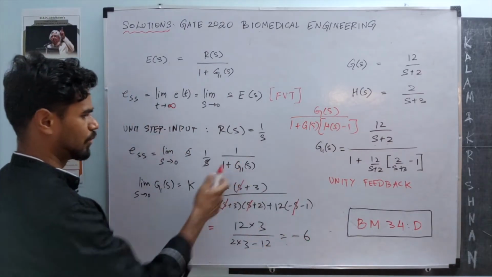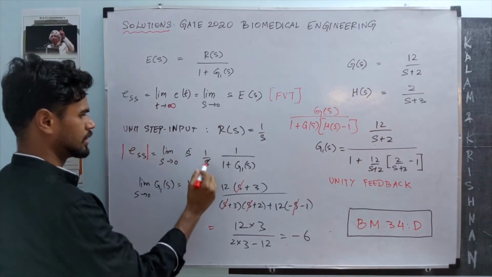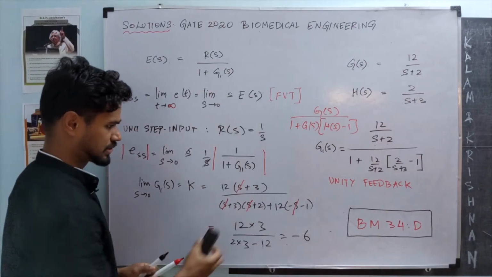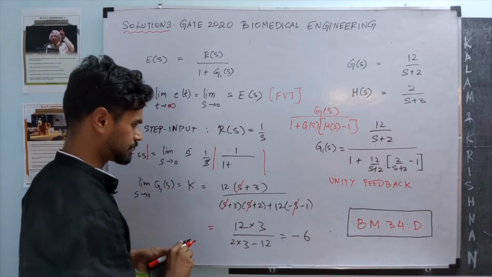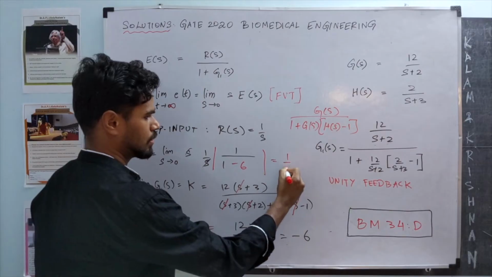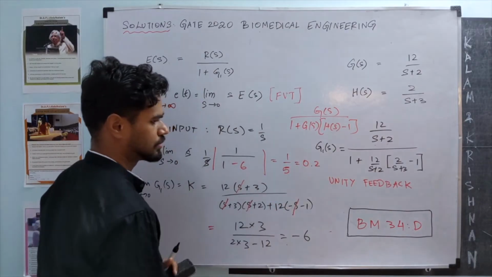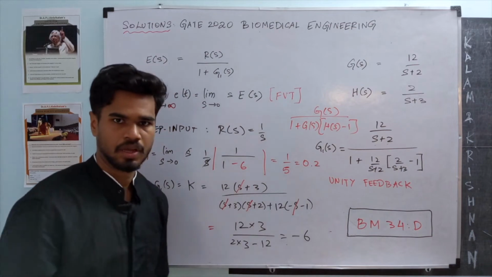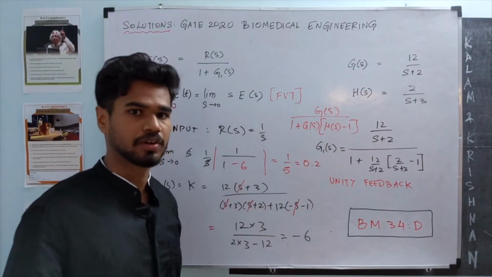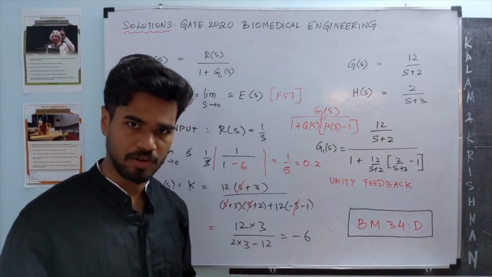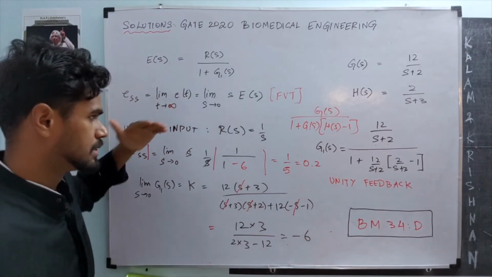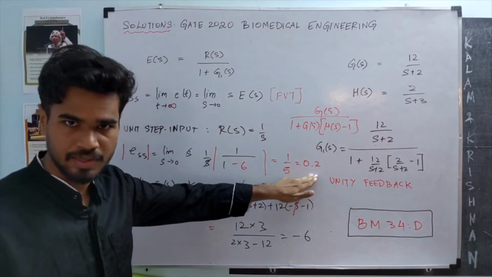So plug that value over here, and to get the magnitude of the error, it's the magnitude of this. Limit s tends to 0, G1 of s is minus 6. Let's plug that in here. Minus 6, that becomes 1 by 5, which is 0.2. This corresponds to option D. This is an important problem from control systems because there is a lot of confusion and controversy over what the correct answer is and what the correct method is. But IITs always say this is the way to do it and this is the correct answer.